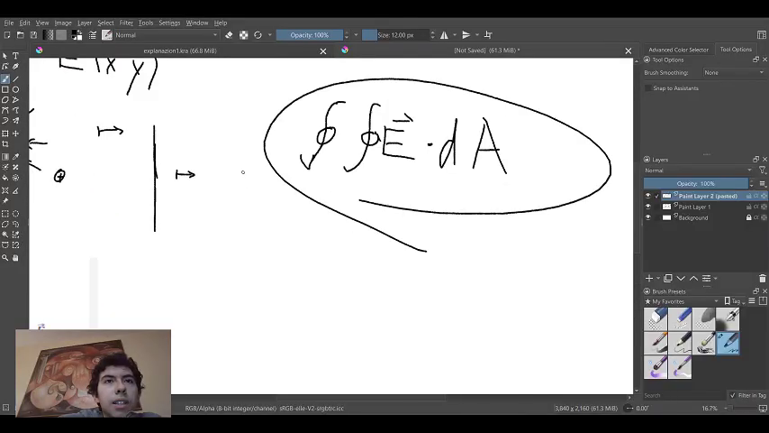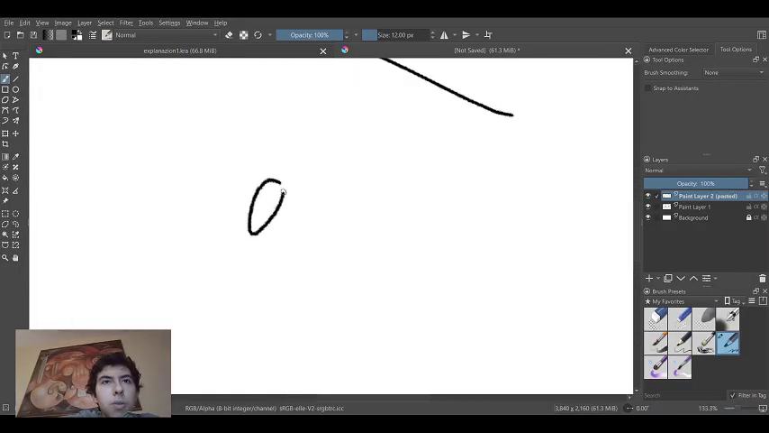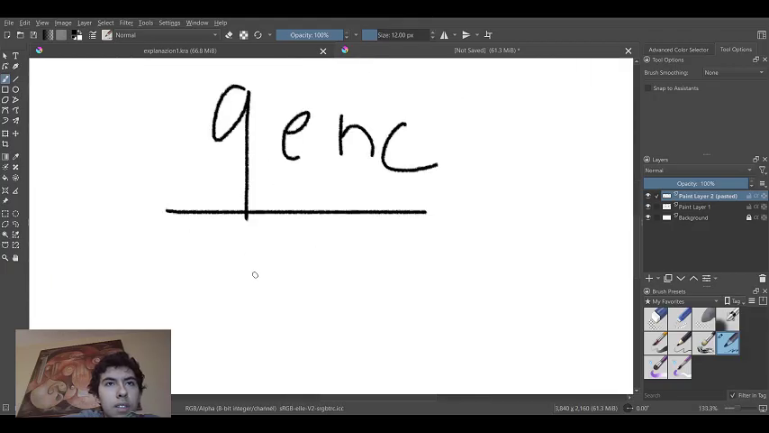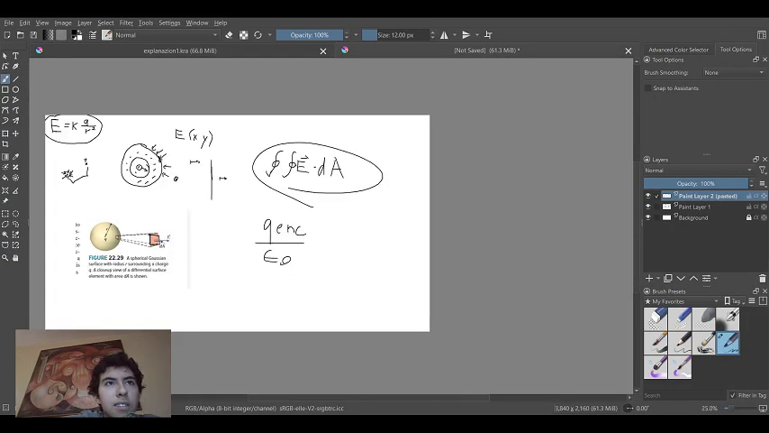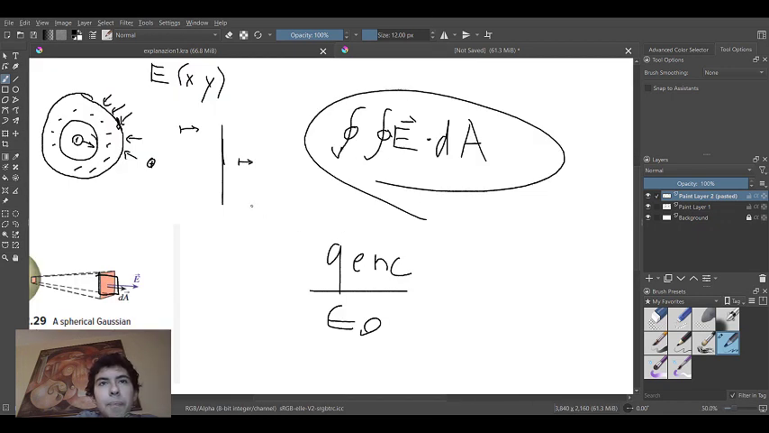Gauss's law can also be represented as Q enclosed over epsilon 0. That is Gauss's law. At least that's how I think I understand it.